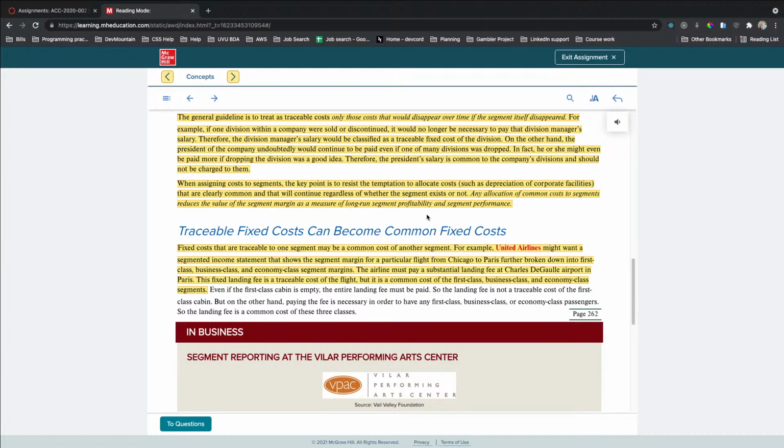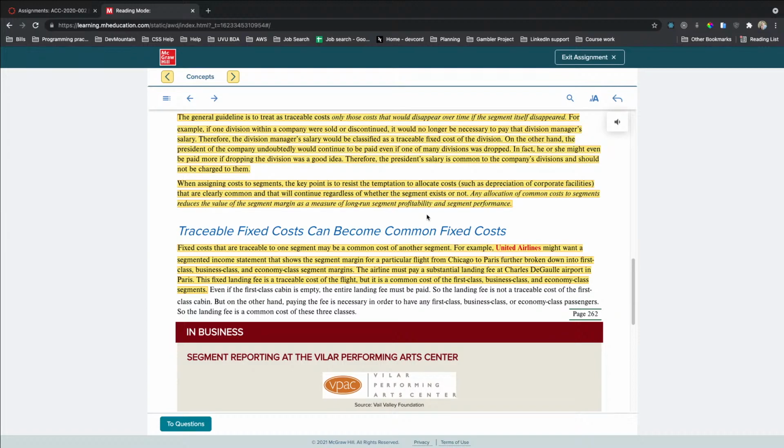For example, United Airlines might want a segmented income statement that shows the segment margin for a particular flight from Chicago to Paris, further broken down into first class, business class, and economy class segment margins. The airline must pay a substantial landing fee at Charles de Gaulle Airport in Paris. This fixed landing fee is a traceable cost of the flight, but it is a common cost of the first class, business class, and economy class segments.